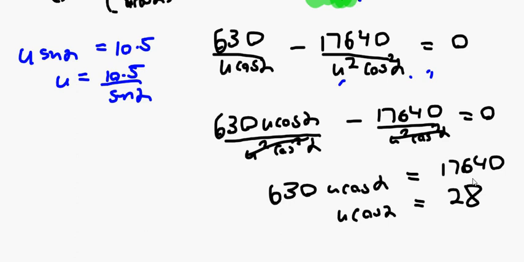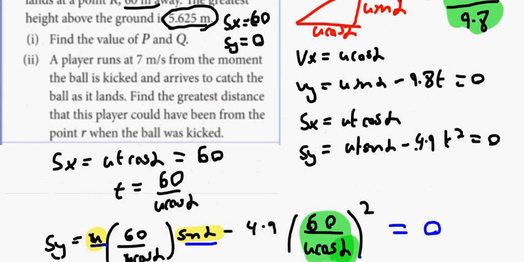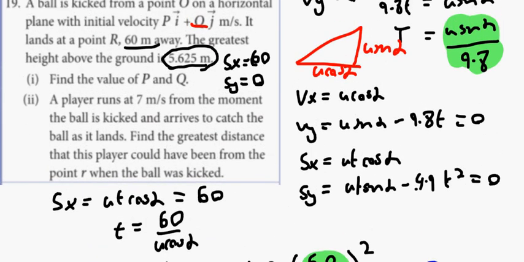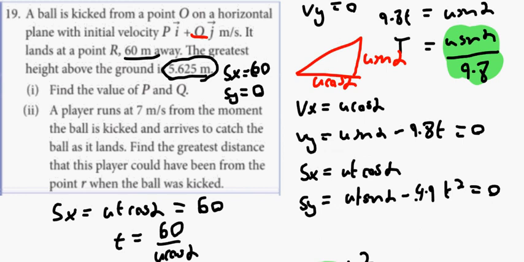Okay? Now, part B. A player runs at 5 meters per second at the moment the ball is kicked and arrives to catch the ball as it lands. Find the greatest distance that this player could have been from the point R when the ball was kicked. Where's R? Oh, it lands at R.